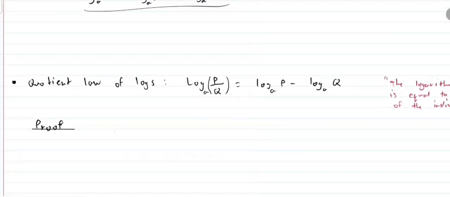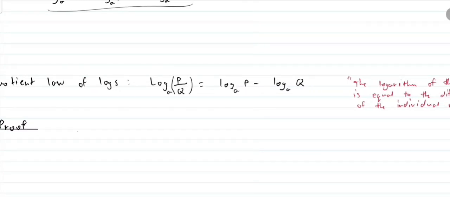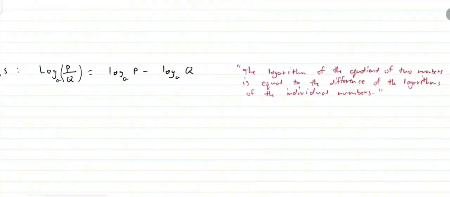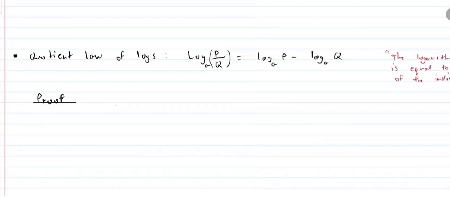Okay, let's talk about the quotient law now. Here I have that log base a of p over q is equal to log base a of p minus log base a of q. And it simply means that the logarithm of the quotient of two numbers is equal to the difference of the logarithms of the individual numbers. Right? So now let's run through the proof.